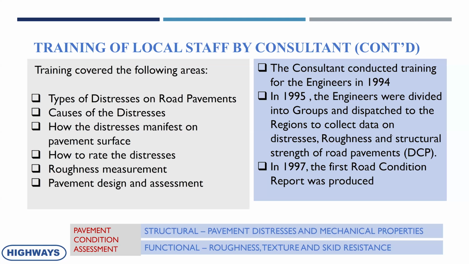We look at the structural part, which involves assessment of pavement distresses, and then mechanical properties of the road. Then there's a functional part, which is roughness, texture, and skid resistance. So the approach that the GHA has used combines both the structural and the functional part. The functional part, we limited ourselves to roughness, but in other jurisdictions, they do texture and skid resistance. In the structural part, the focus was on pavement surface distresses. And then we did some mechanical properties assessment.